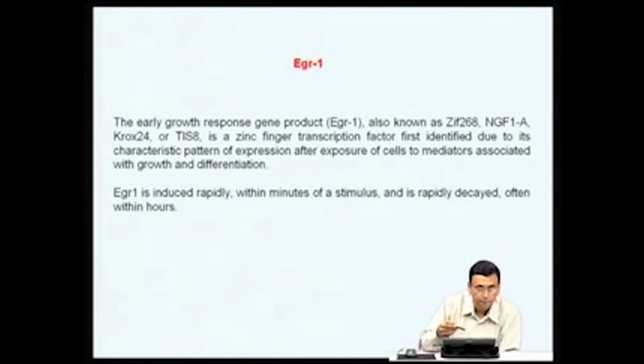EGR1 is induced very rapidly, within minutes of a stimulus, and also decays rapidly, within hours. So, the levels of many of these immediate response gene products are very finely controlled inside the cells, and if these levels are tampered with or if they are overexpressed, it can actually lead to cancer. So, the levels as well as the activity of the early growth response genes have to be regulated in a very fine manner in normal cells. One thing that happens in cancer cells is that many of these transcription factors are overexpressed, and as a result they continuously promote cell proliferation.